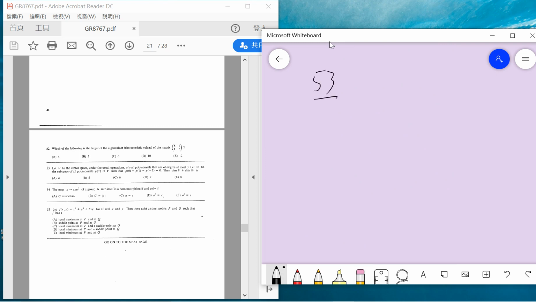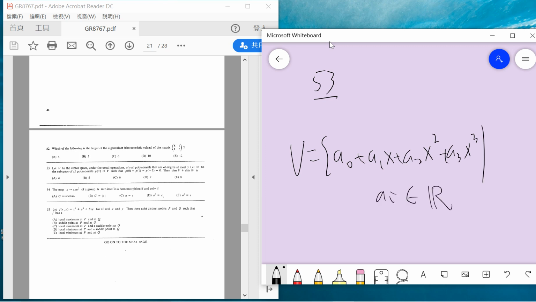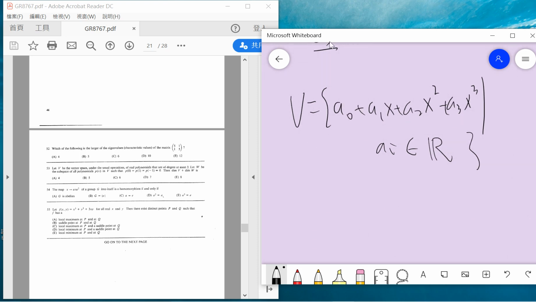Okay, 53. F is a vector space. V is a vector space of polynomials with degree at most 3. So V is a polynomial with degree 3, and the a_i belong to the real coefficients. And W is a subspace of V such that p(0), p(1), and p(-1) are 0. So there's a constant times x minus alpha, x minus 1, x plus 1, and alpha is a real number.